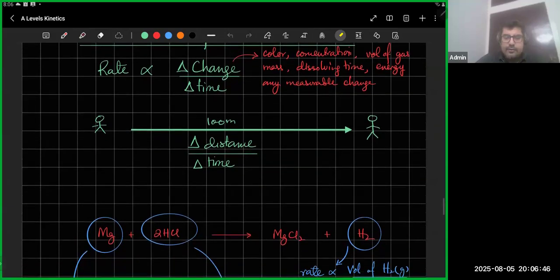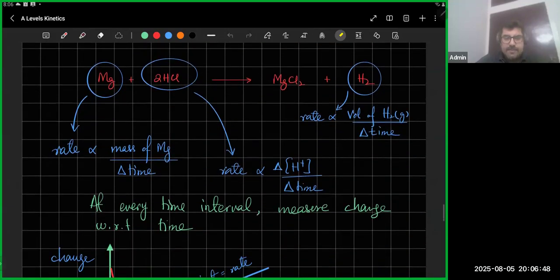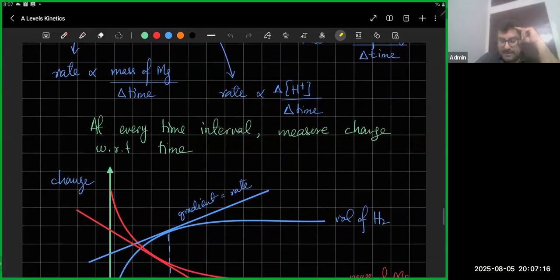ठीक है, तो ये वाला reaction है, for example, तो उसमें a lot of things could be changing. The mass of Mg would be changing. So rate of reaction could be the mass of Mg per unit time, right? Or क्या हो सकता है? It's the concentration of HCl that would be changing. So it could be the change in concentration of HCl divided by time. It could be the volume of H2 gas that could be changing. So it's the volume of H2 gas with respect to time. So rate is any change with respect to time.